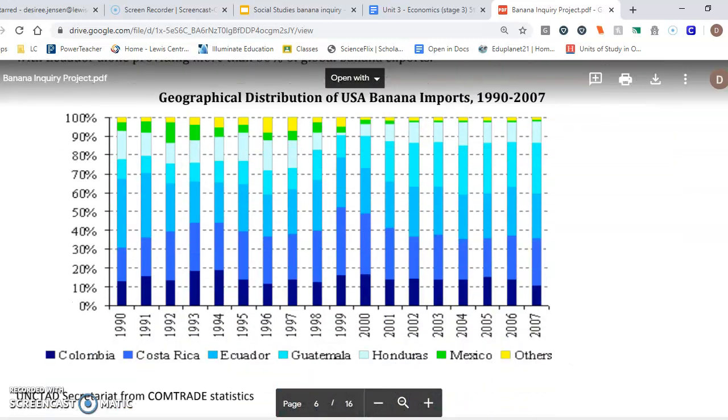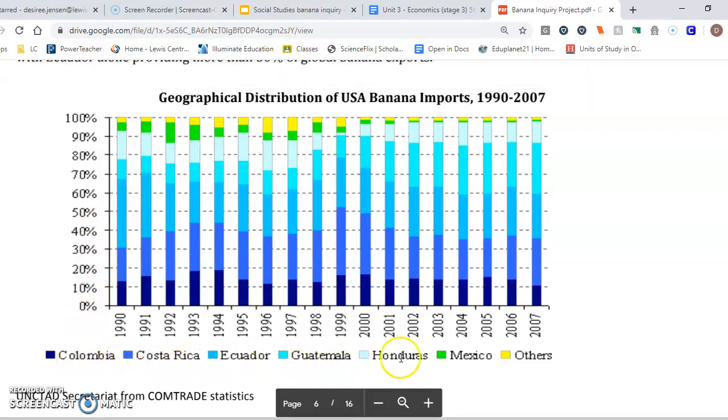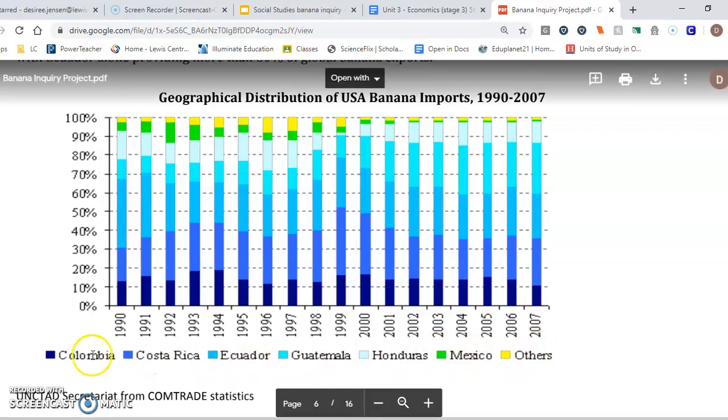Down here is another graph I want us to look at. When we look at graphs in general, we always need to make sure we know what it's explaining. What information is it showing? So we pay attention to the title: the geographical distribution of USA banana imports from 1990 to 2007. Think about how many years that is. Then down here, if we look at the key, we have the different countries. They're color coded accordingly.